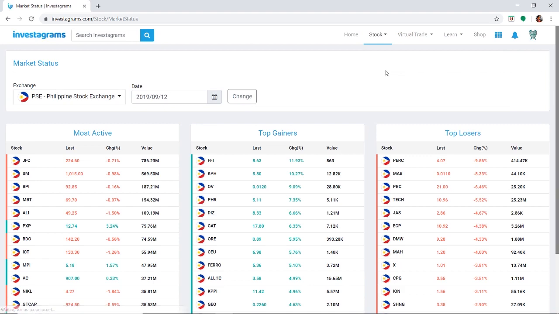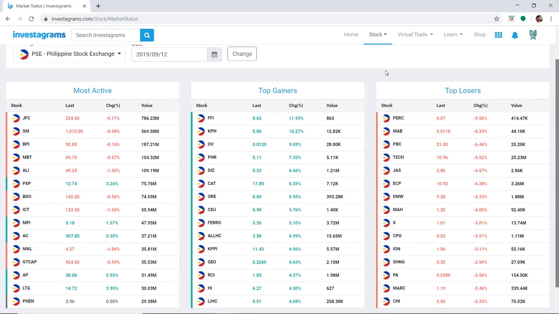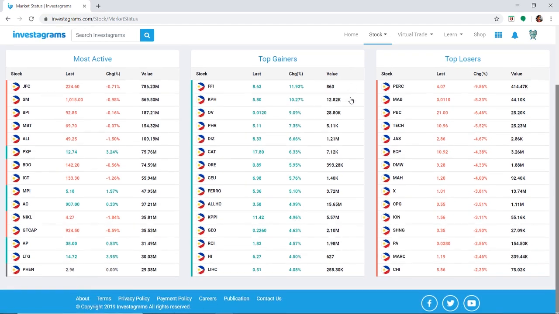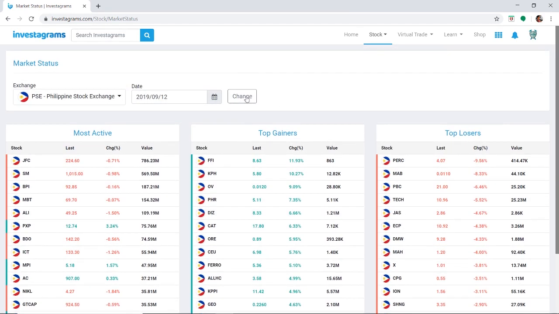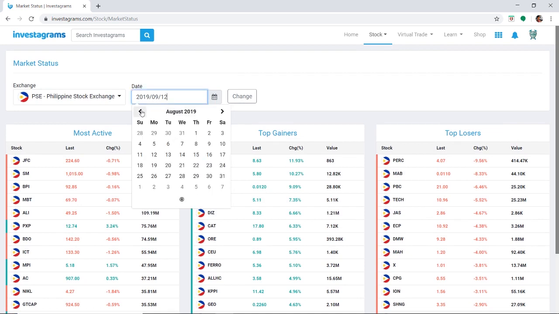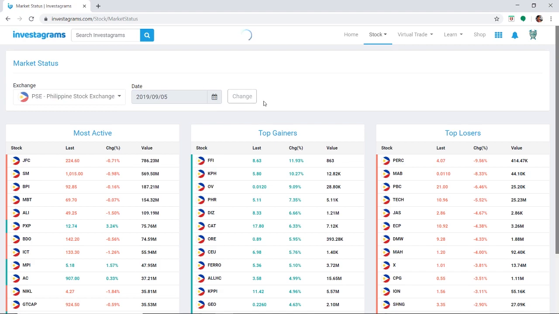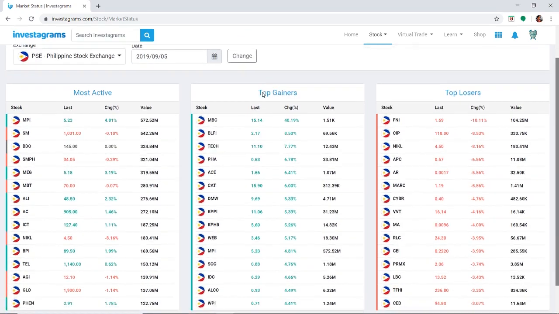So this one is for the day. You can see the most actively traded stocks throughout the day, the ones with the most volume. Then you can see the top gainers, those who are quickly moving towards the upside, and then the top losers for the day. And you can also sort it based on the date. Let's say you want to check the top gainers from last week, last Thursday. There you go.